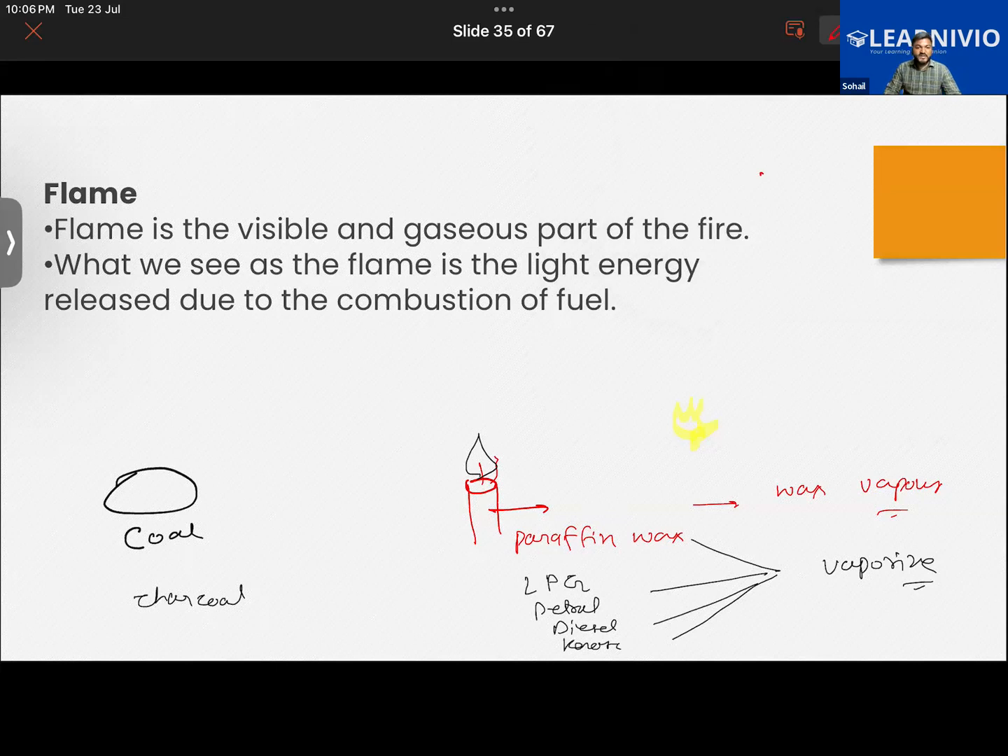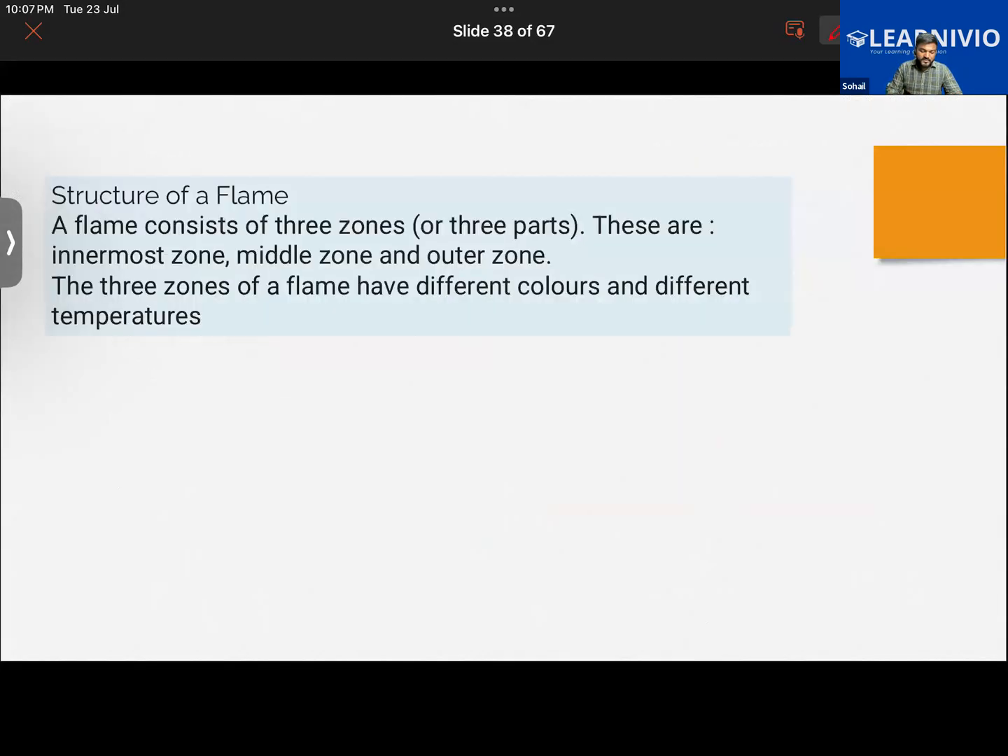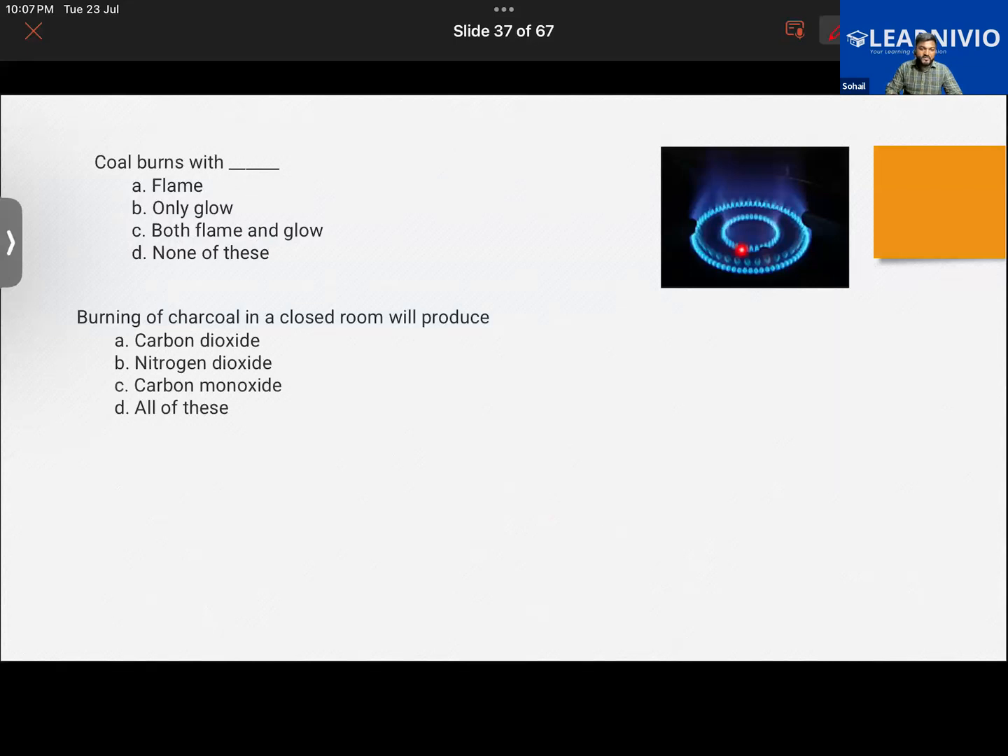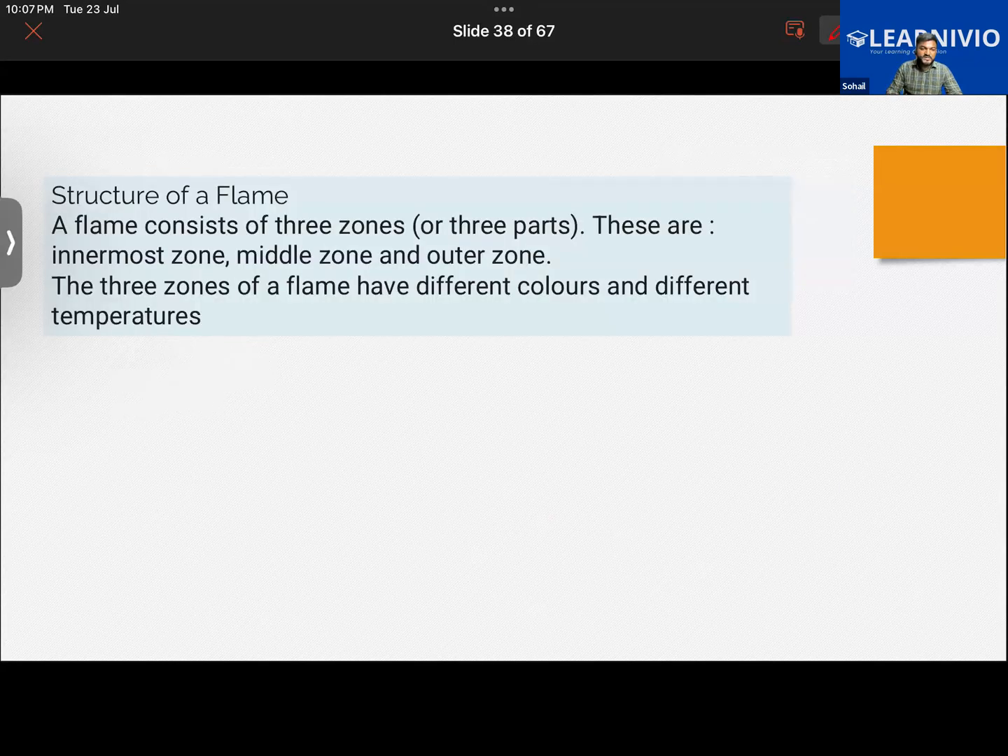And flame is basically the visible part where the gas is burning. So upon burning of gas, the flame is produced. Like over here, the gas is burning, and due to the burning of the gas, flame is produced. So it's a result of the burning of the gas specifically.